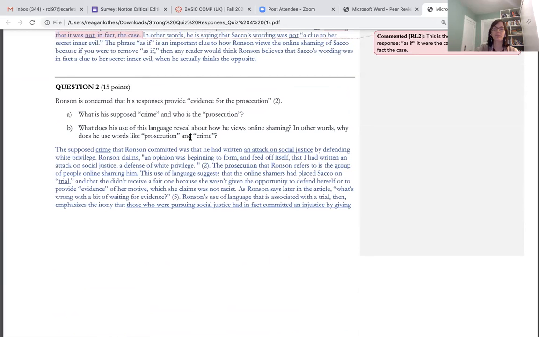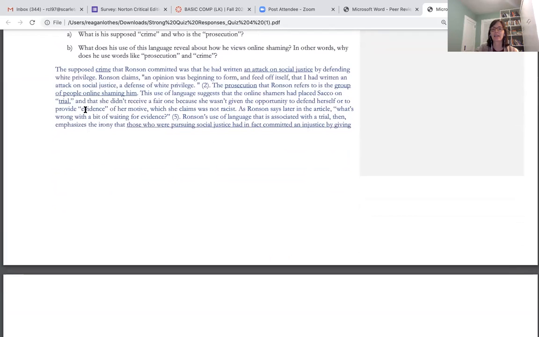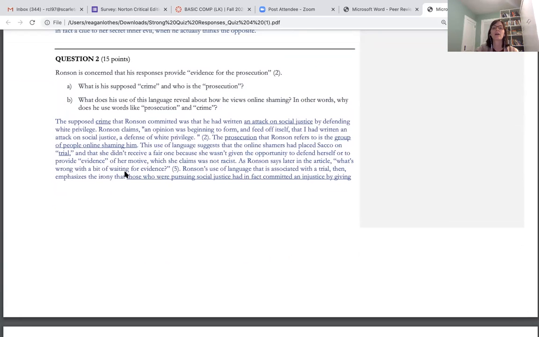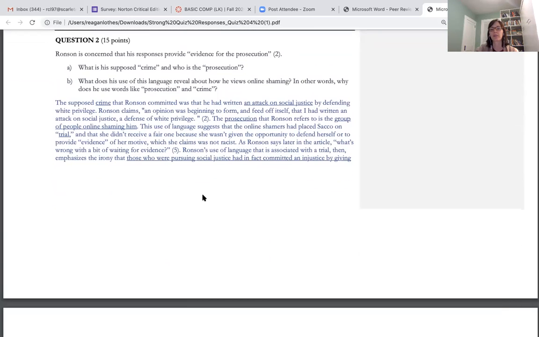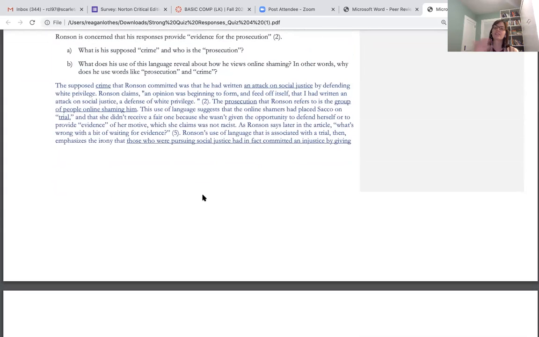Okay, so what was most important here is that we get to identifying what the pattern is. These are all terms associated with the trial, associated with a system of justice. And then taking the next step: what is he suggesting by evoking this idea of a trial? That online shamers in pursuit of social justice had put Justine Sacco on trial. Well, he's indicating that was an unfair trial.